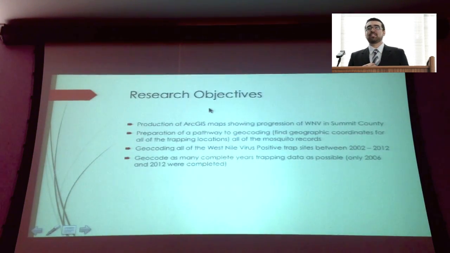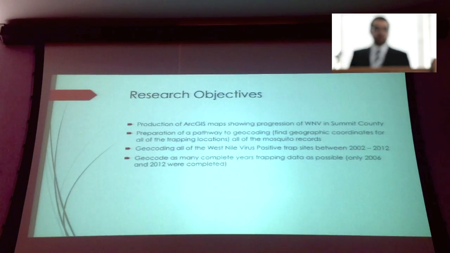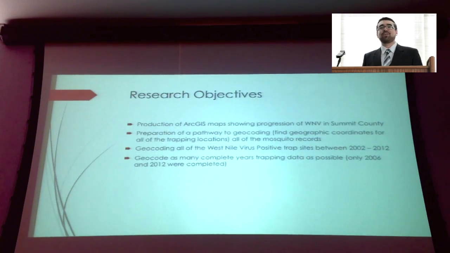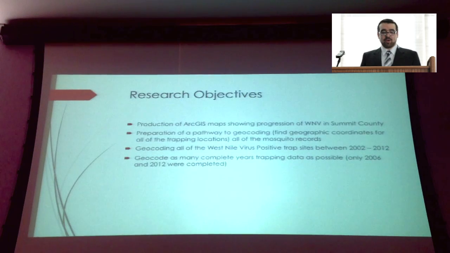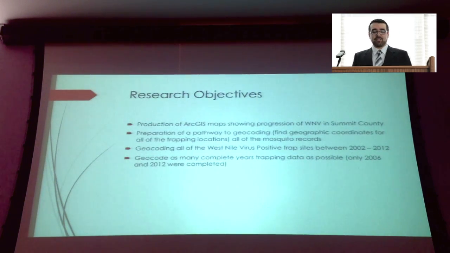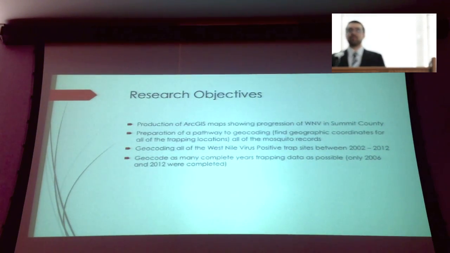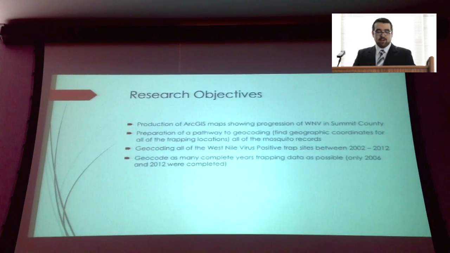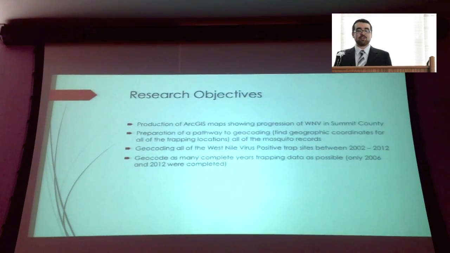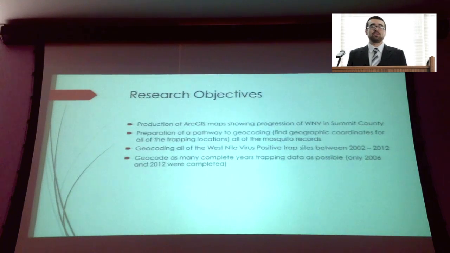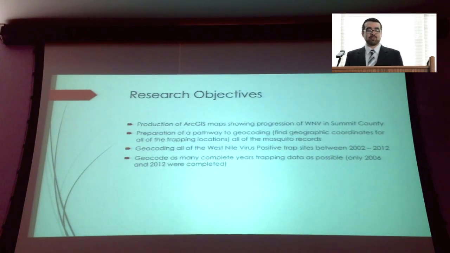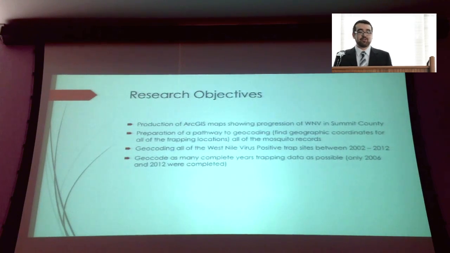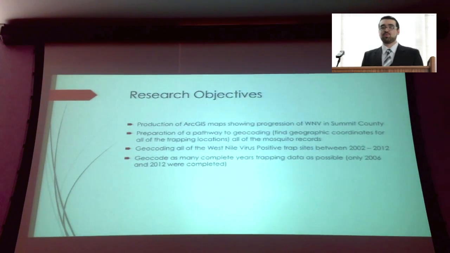So my research objectives for this public health problem were to produce ArcGIS maps that show the progression of West Nile virus across Summit County, and to prepare a pathway for geocoding, which means finding the geographic coordinates for all the trapping locations and other data we collect for all the mosquito records. The goals were to geocode all of the West Nile positive trap sites between 2002 and 2012, and to geocode as many complete years of trapping data as possible, of which I was able to do all of 2006 and 2012.